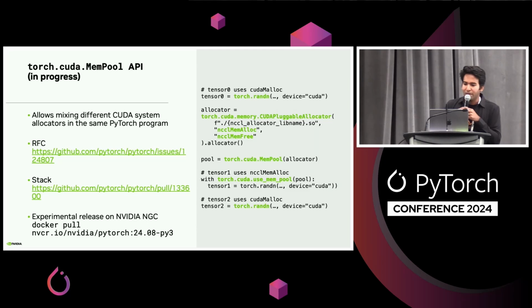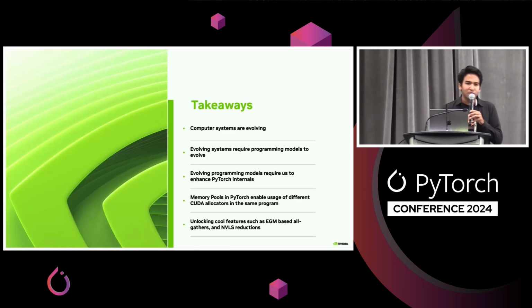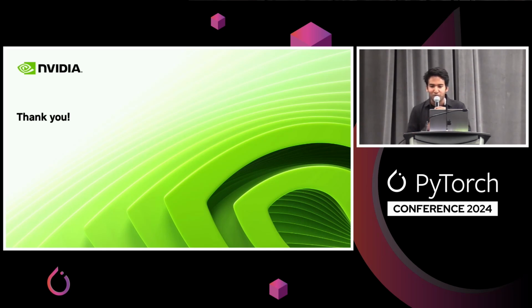So to summarize, I've shown you how you can use this API in your training. You can also imagine how we can integrate this API into training tools like tensor parallel, also like asynchronous checkpointing that we've been hearing about in this conference, or even write a clever memory planning pass for deep learning compilers. So I just want to leave you with these takeaways. Computer systems are evolving. Evolving systems require programming models to evolve. Evolving programming models require us to enhance PyTorch internals. Memory pools in PyTorch enable usage of different CUDA allocators in the same program, unlocking several features such as EGM-based all-gathers and NVLS reductions.